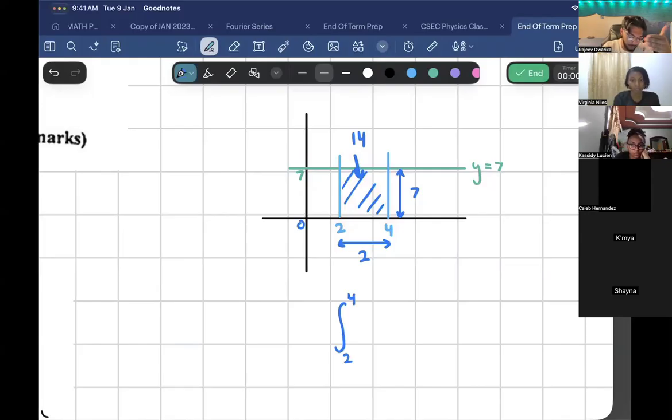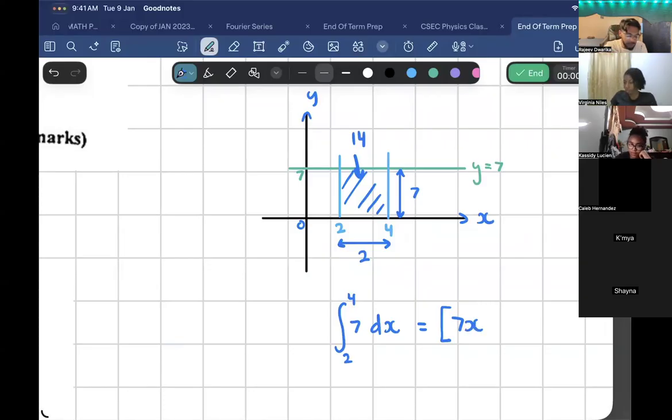And then I'm gonna integrate y. Y is equal to 7. So I'm gonna integrate that with respect to x. Let's just say this is the y-axis and this is the x-axis. Now, Cassidy, if I integrate 7, what would I get? What would I get? If I integrate 7, I would actually get 7x.